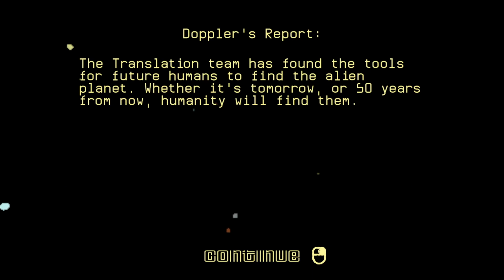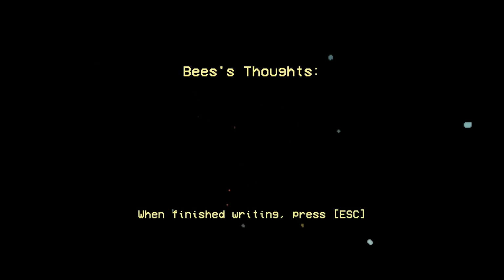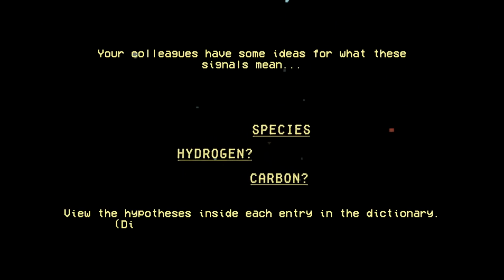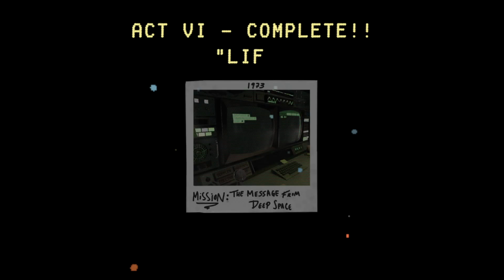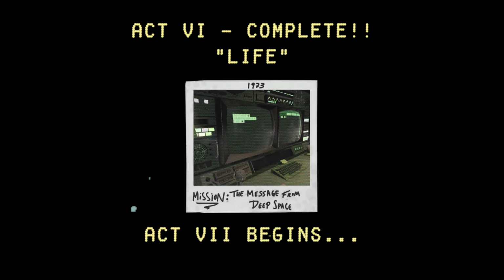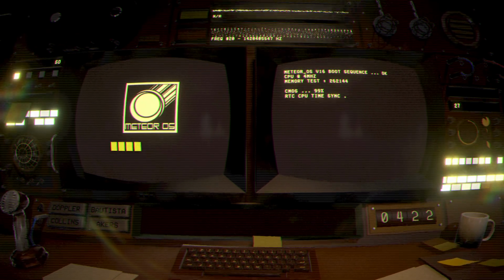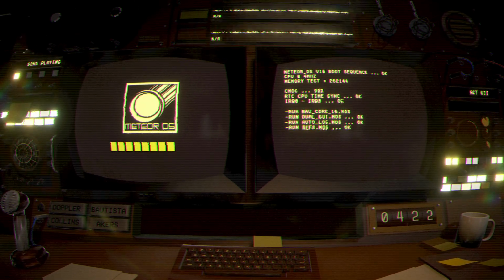Whether it's tomorrow or 50 years from now, humanity will find them. And you already know what we're thinking. We're thinking about bees. Yeah, they do have some thoughts on those, which I would love to see. And boom, it's Act 6. Now Act 7 begins. But now we got a nice 70s brown color going on.